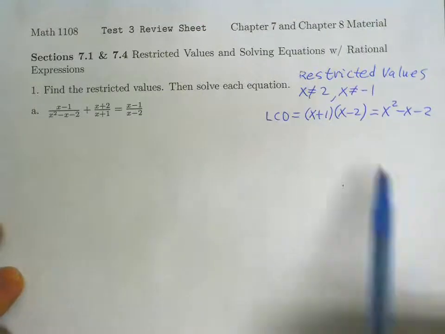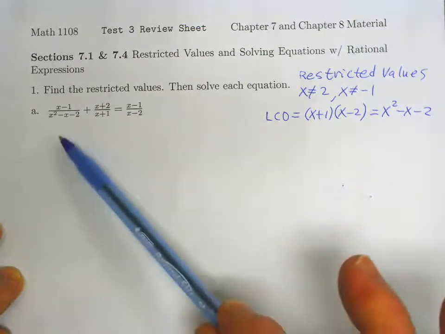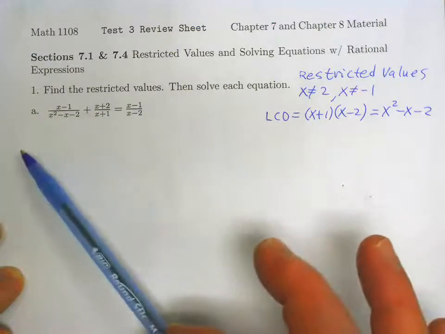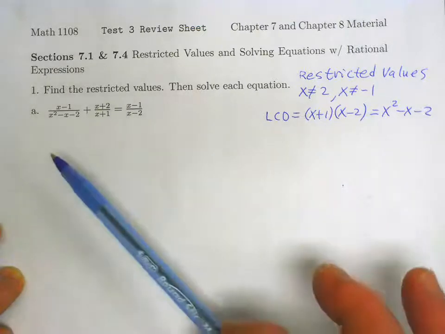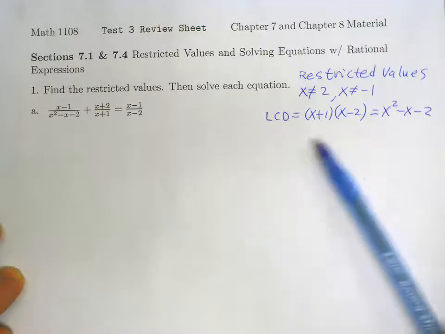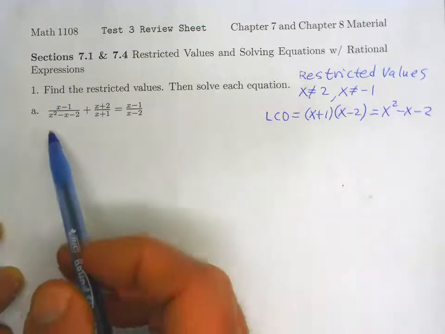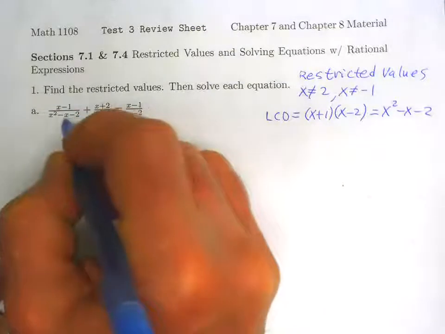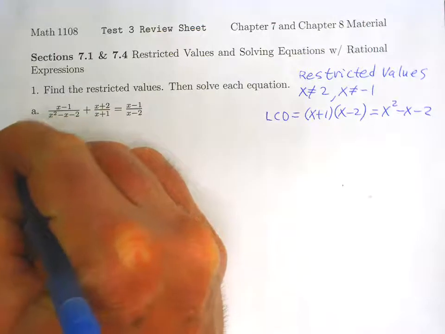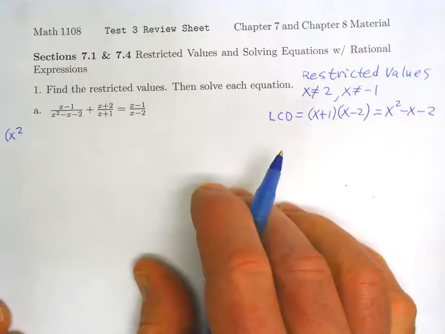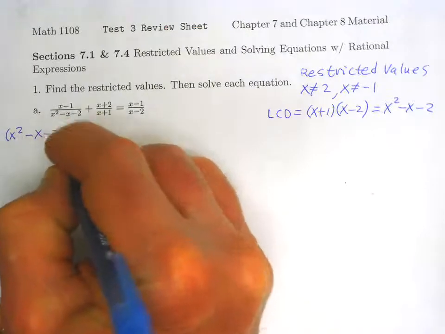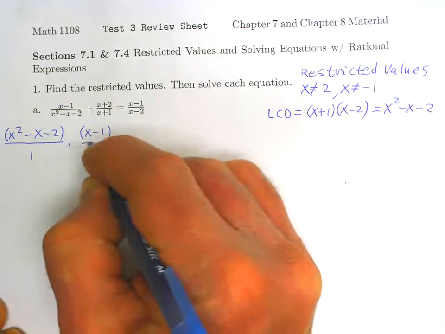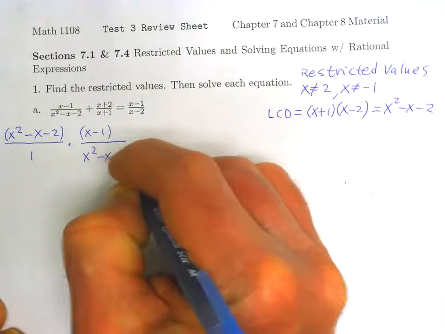Okay, so we want to know what the least common denominator is so that we can clear the denominators, which is to say that we're going to reduce every denominator to a factor of 1. So we'll multiply every term on both sides by the least common denominator. And the term on the left, the rational expression on the left, we'll multiply that by x squared minus x minus 2 over 1 times x minus 1 over x squared minus x minus 2.